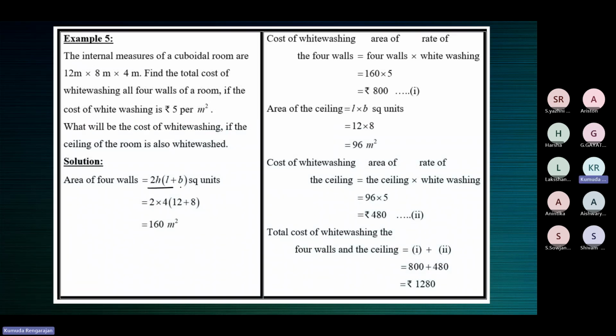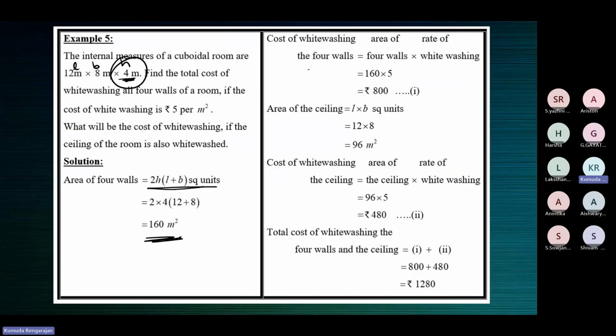So you can see here, area of 4 walls, 2H into L plus B. Substitute the values carefully. See, this is L, this is B, this is H. So 2H into L plus B, 2 into 4. So this is the area of 4 walls.